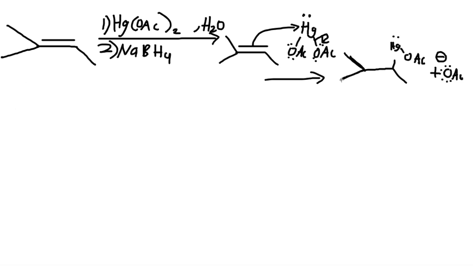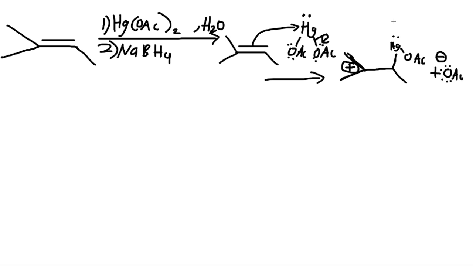This is because the carbon lost the double bond. And so we would add a positive charge on that carbon that has the most amount of substituents. So mercury goes on the carbon that has the least amount of substituents, and the carbocation goes on the carbon that has the most amount of substituents. This is to make it more stable.